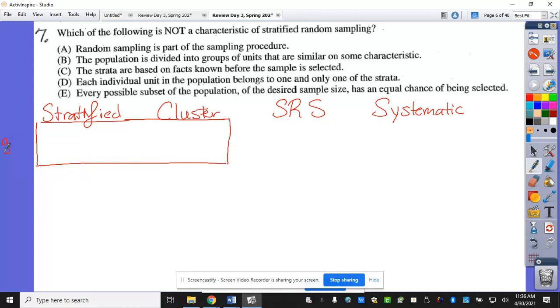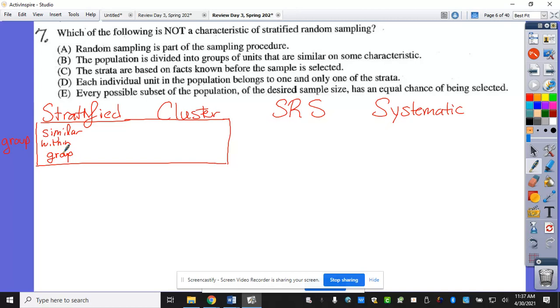With these two, we start out with grouping. But the way that we group is different. Just to review, because it says it up in the words, the groups are called strata if it's stratified. The groups are called clusters if it's cluster sampling. But how do we group them if it's stratified? Based on a similar characteristic. So they are similar within the group. So that would be something like just freshmen, then sophomores, then just juniors, then just seniors.